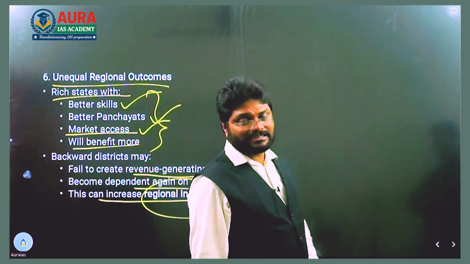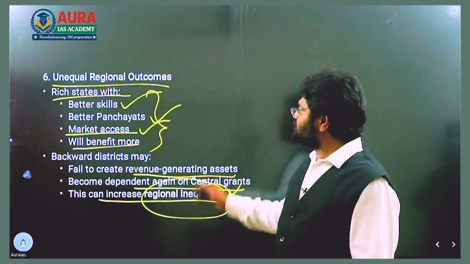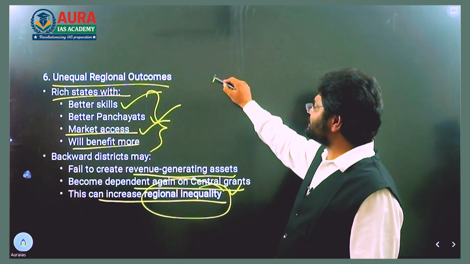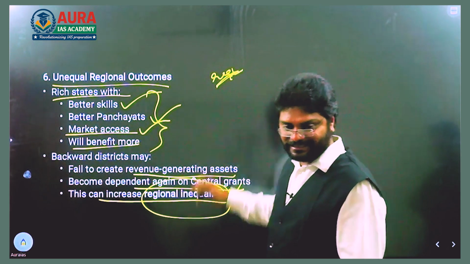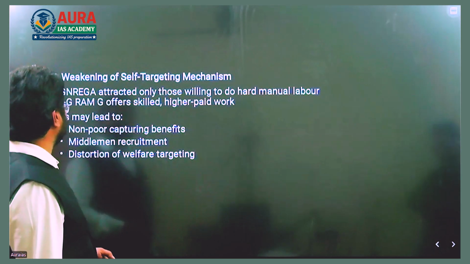The better states will implement in a better way. Poor states again lag in this. This is how inequality or regional imbalance increases between the states. So this is another criticism: weakening of the self-targeting mechanism.